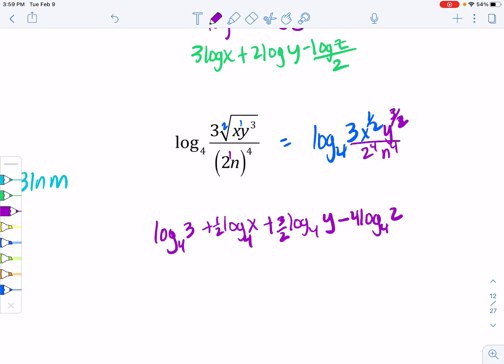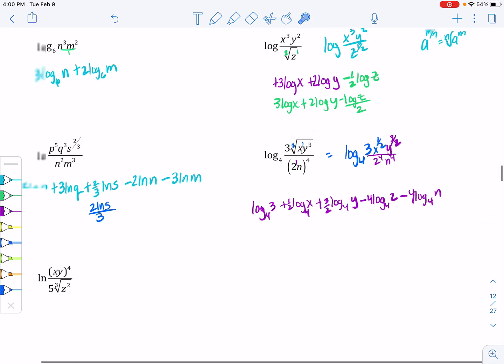The n is in the denominator, so it's going to be negative out in front, log base 4 of n, and then the power with n is 4, so that goes out in front. Make sure you're not forgetting to write the base with each thing. That's something I'll see happen, and there's just no x or y value. So make sure you're writing the base still in the argument spot, and then the power goes out in front. Okay, so then this is our answer here.